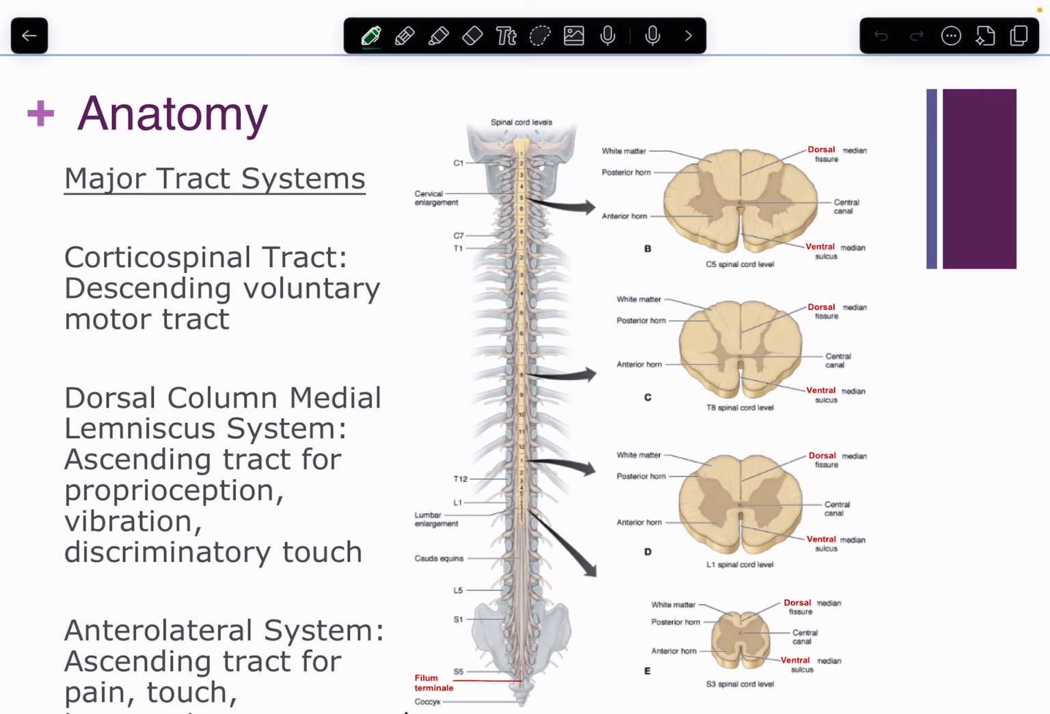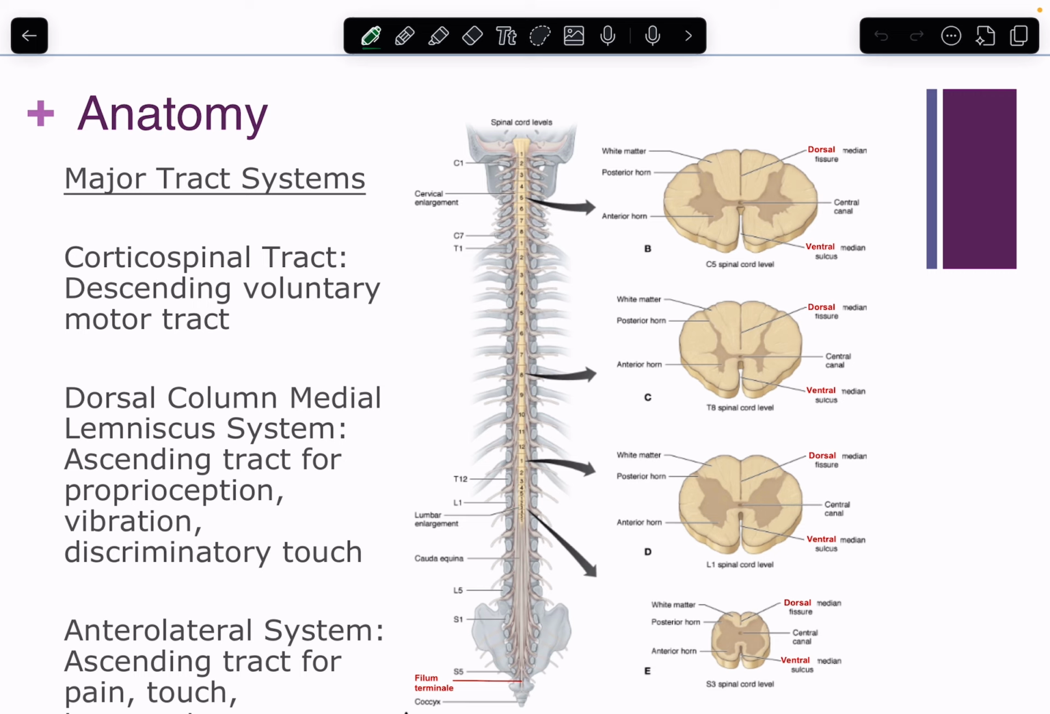So what's the clinical significance? If there's damage to the corticospinal tract, it can lead to upper motor neuron signs. And what are these signs? There's spasticity, weakness, and positive Babinski sign, where the big toe moves upward upon stimulation.